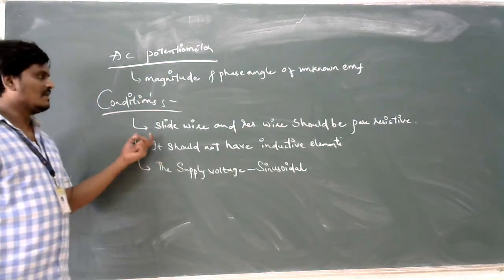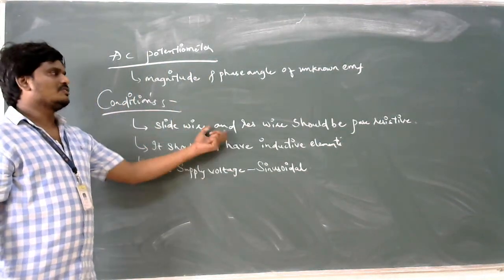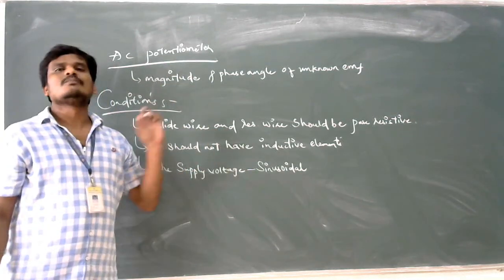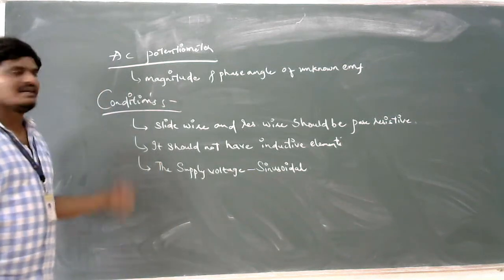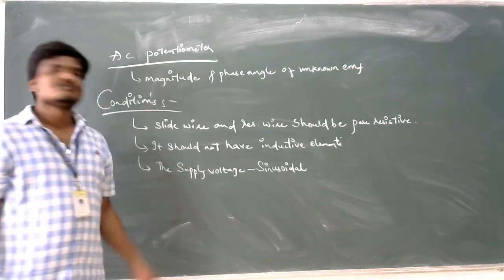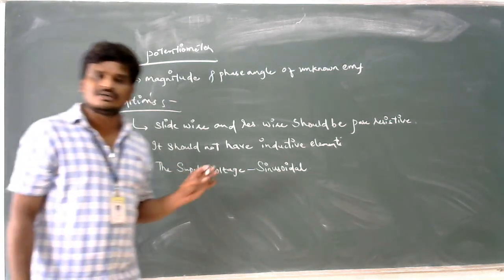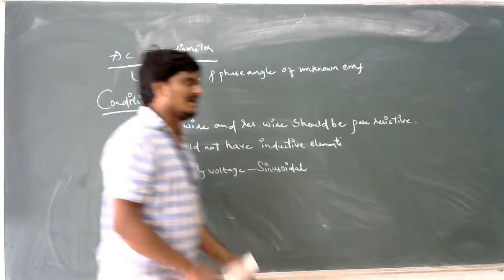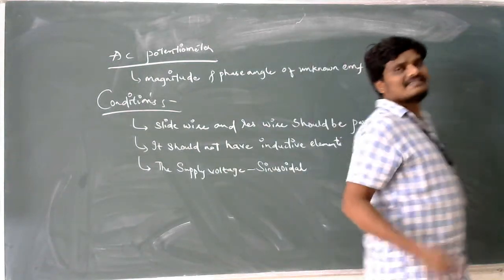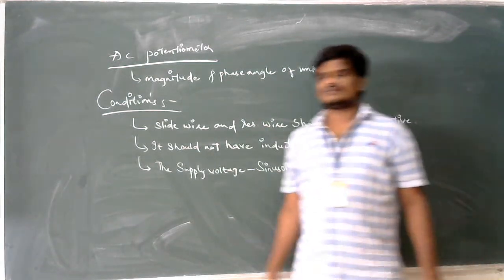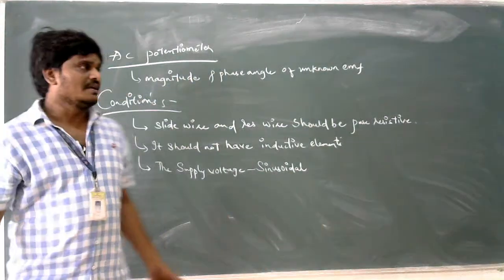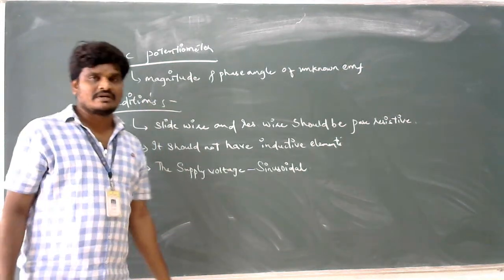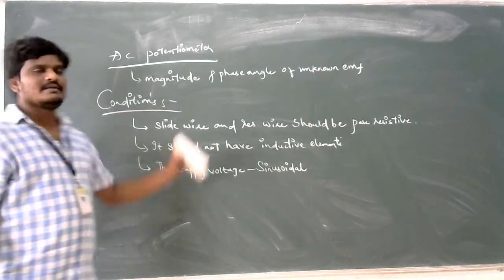What is the first condition? The slide wire and resistive wire used in the construction of the AC potentiometer should be purely resistive. And the next condition is that it should not have any inductive elements. Why? Because inductive elements create errors, like lagging errors or other errors, in measuring the magnitude and phase angle. So we need to avoid inductive elements.